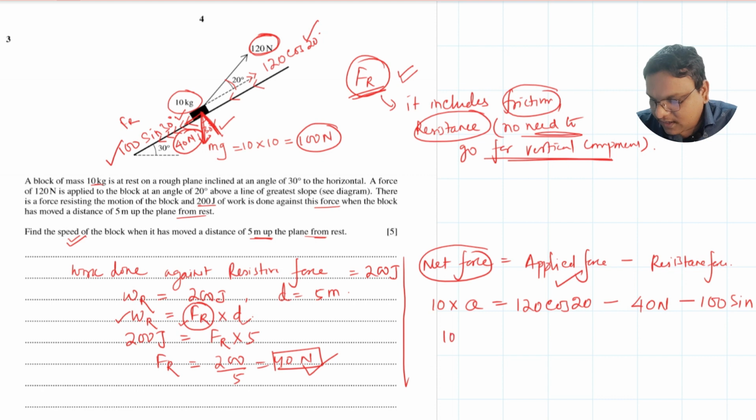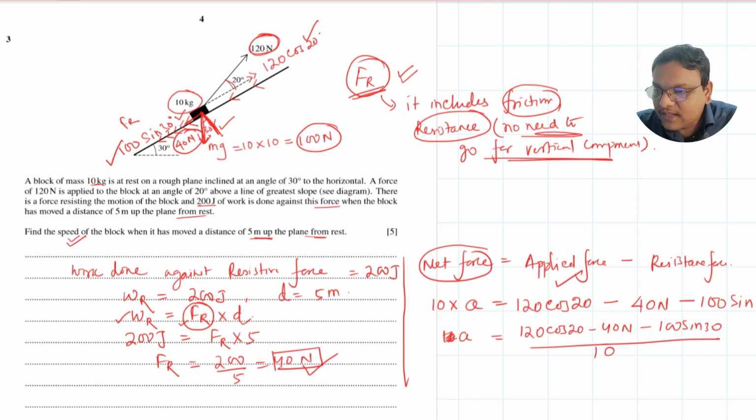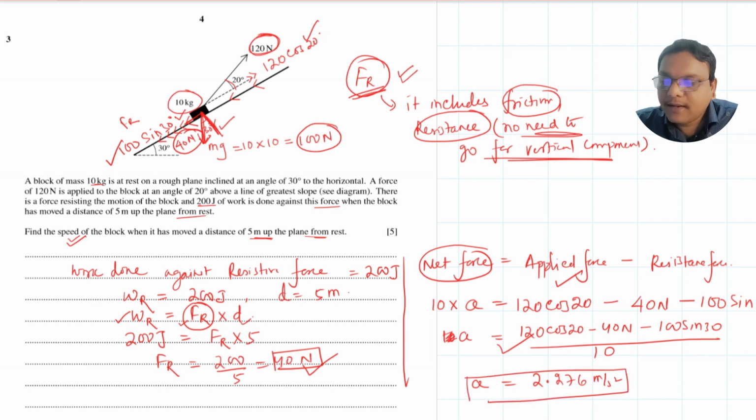So again, 10a is equal to that. We need to find the value of a, so move this 10 to this side, so I get 120 cos 20 minus 40 Newton, that is the unit of this one, minus 100 sin 30, over 10. So a is equal to, please put the value in calculator, check, you might get 2.276 meter per second square. So we got the acceleration. Understood everyone clearly, right? By applying the applied force minus the resistive force, we got the acceleration.